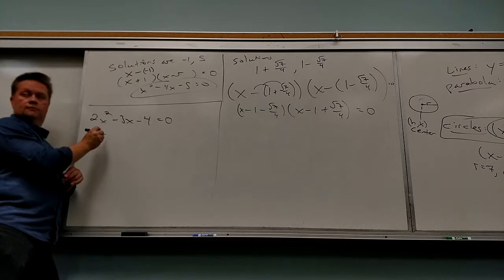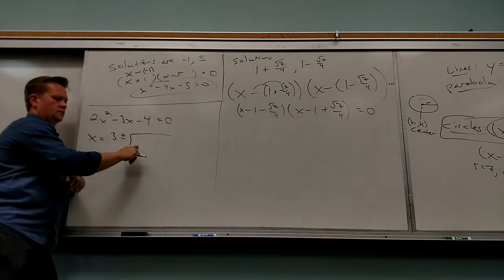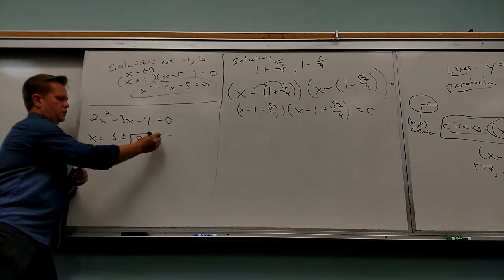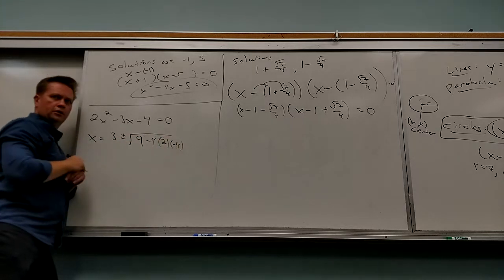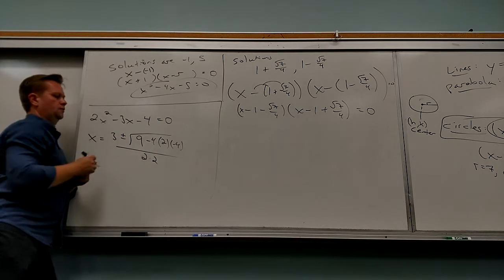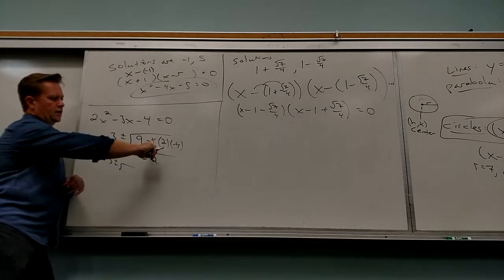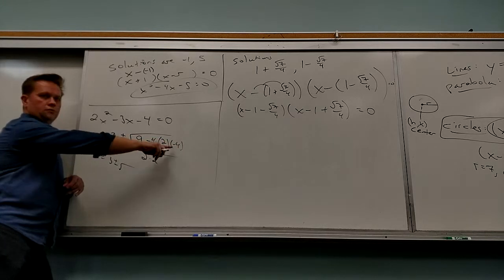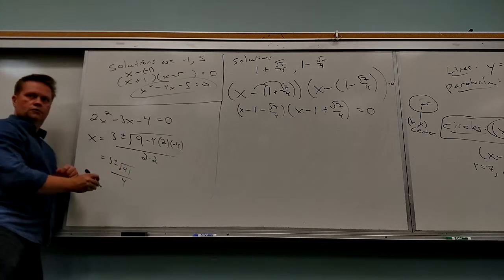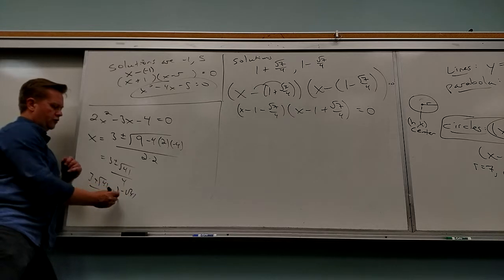X equals negative b, so negative negative 3, give or take the square root of b squared minus 4 times a times c. Is everybody with me? All divided by 2a. So you get 3, give or take, the square root. Let's see what this is. 4 times a times c is 32, right? The negatives cancel. So you get 9 plus 32 is 41. You with me? So I get 3 plus radical 41 over 4 and 3 minus radical 41 over 4 as answers.